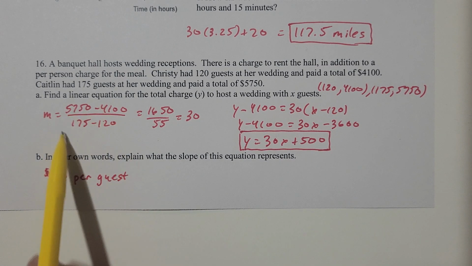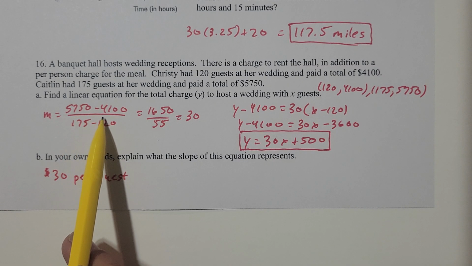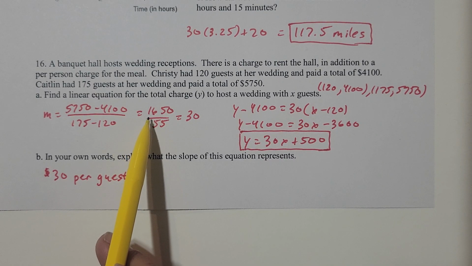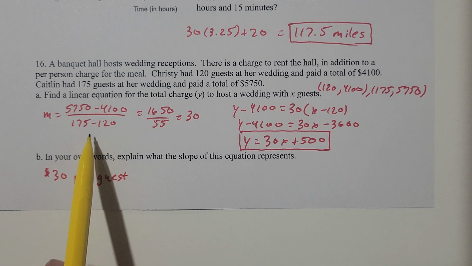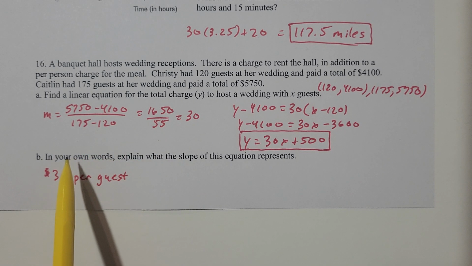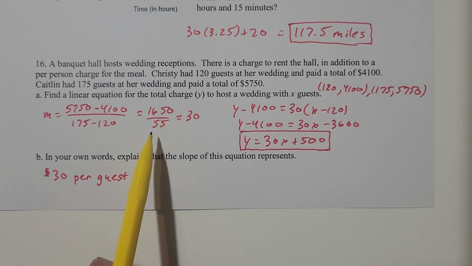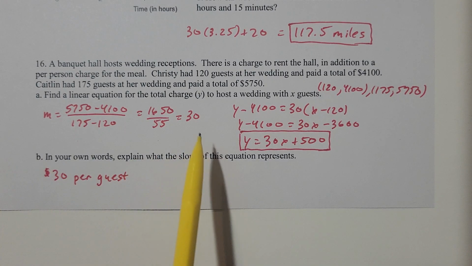Okay, and when I simplify this here, 5,750 minus 4,100 is 1,650. And then 175 minus 120 is 55. When you take 1,650 divided by 55, you get 30. So the slope of this line is going to be 30.